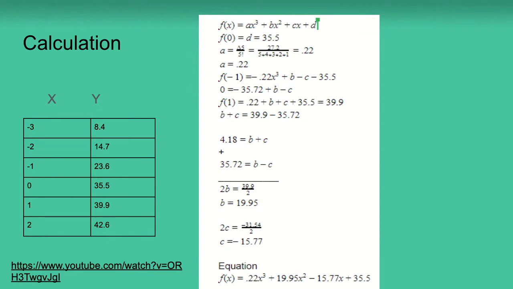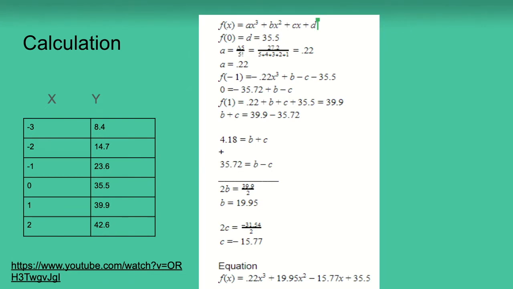After doing the calculation, I got the y value, and from the y value, I was able to do f of x equals ax cubed plus bx squared plus cx plus d. F of 0 would equal d since it's on the y-axis on the graph, and a would equal the fifth finite difference because my fifth difference was my constant number. So I was able to get 27.2, which was constant, over 5 factorial, which was 5 times 4 times 3 times 2 times 1, which gave me 0.22. So a would equal 0.22.